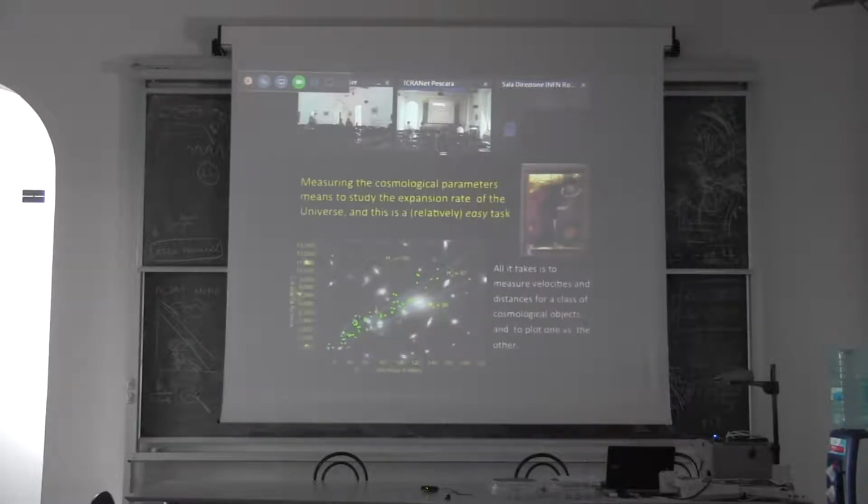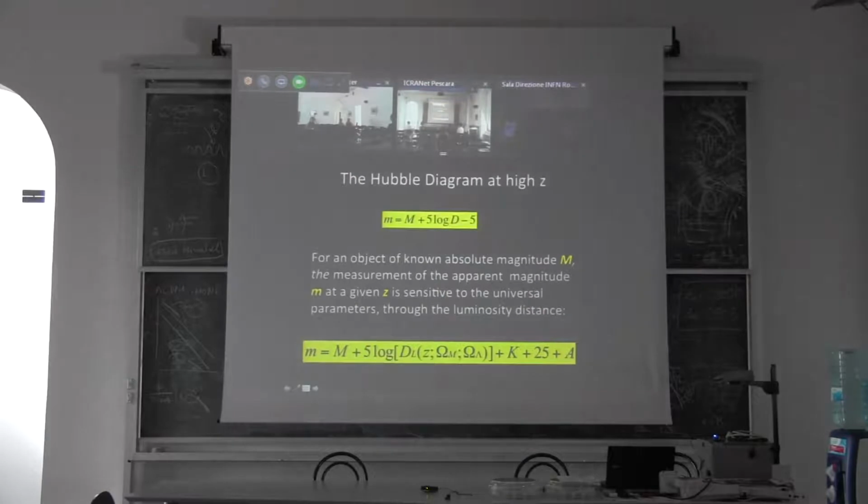Okay, in principle, measuring the cosmological parameters is relatively simple. What we need is to measure the velocity and the distances for a class of cosmological objects, and to plot one versus the other, as we see here in this plot. The tool that I just pointed out is called a Hubble diagram. And this has a simple expression that relates the apparent magnitude at maximum with the absolute luminosity.